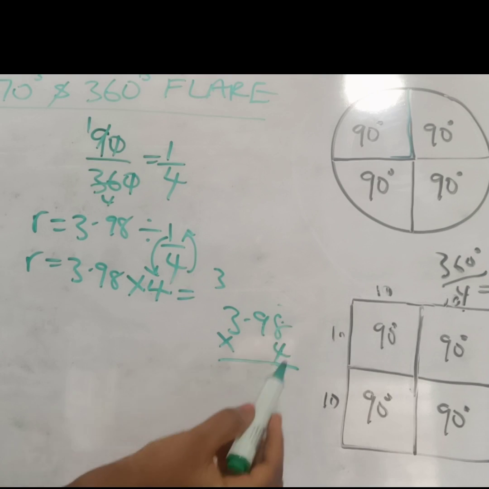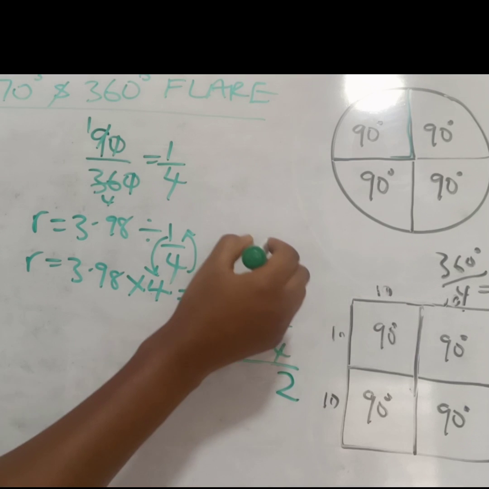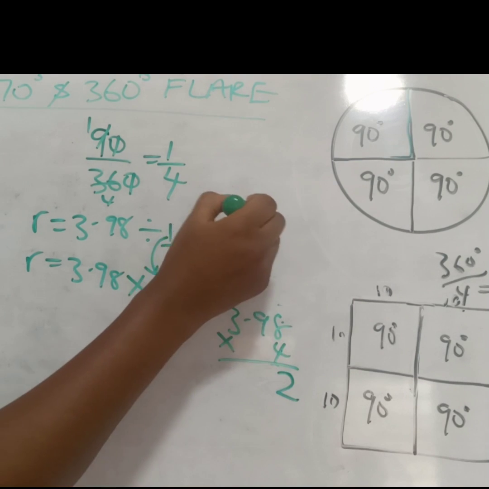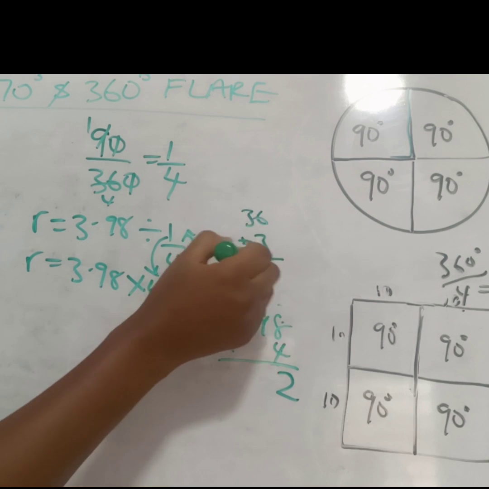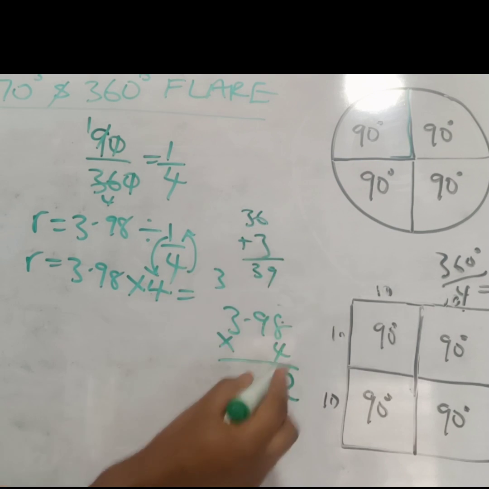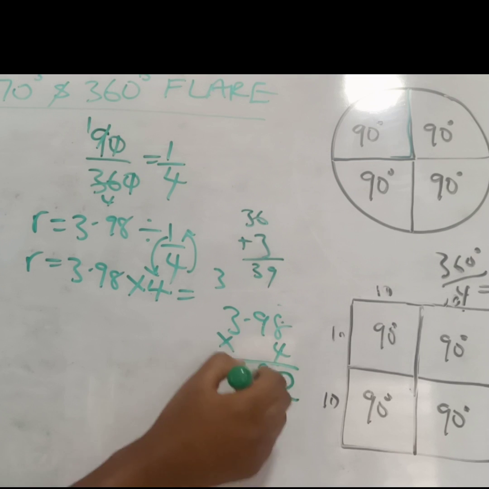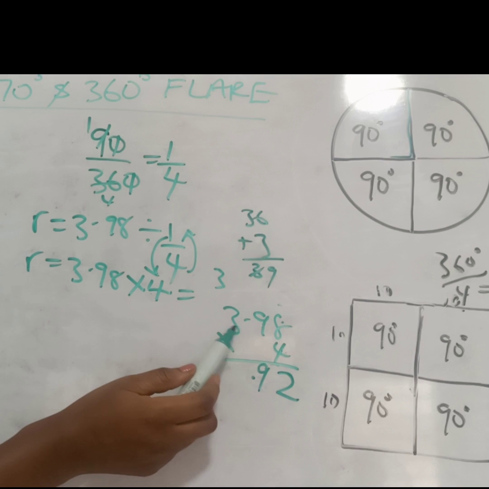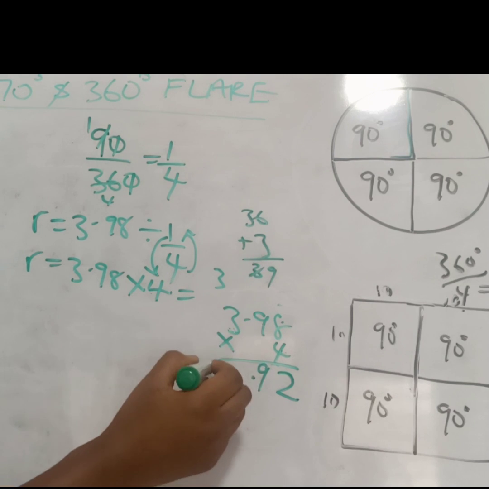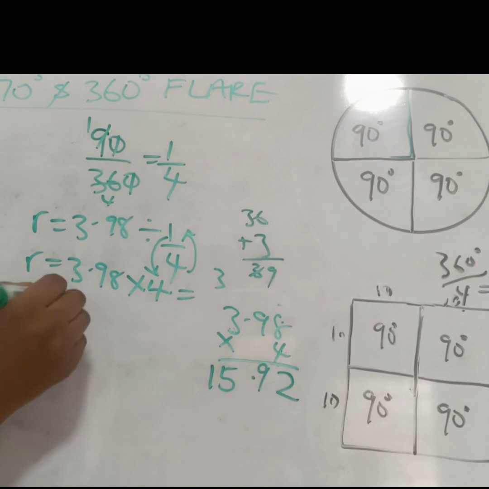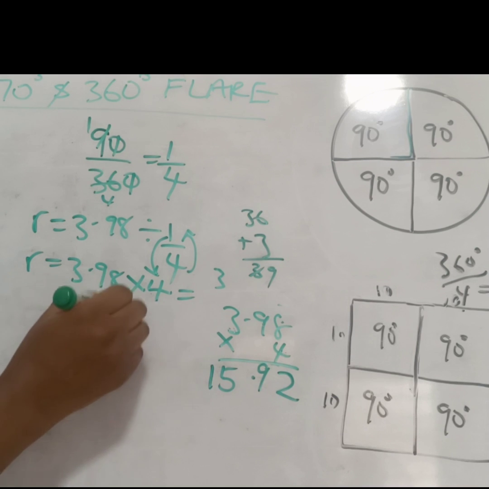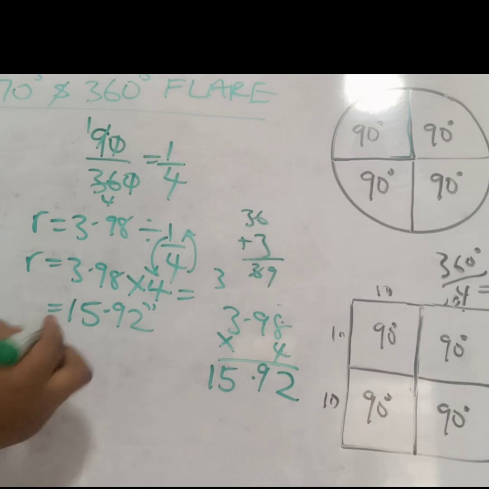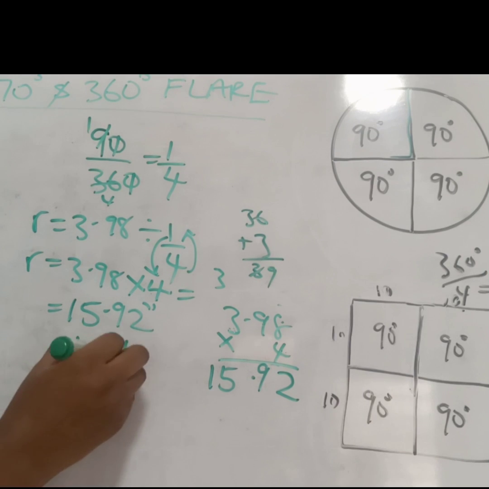4 times 8, 32. Put down 2, carry 3. 4 times 9 is 36. 36 plus 3, you have 39. So you put down 9 and then you carry this 3. 4 times 3 is 12. 12 plus 3, you are going to have 15. So you have 15.92 inches.